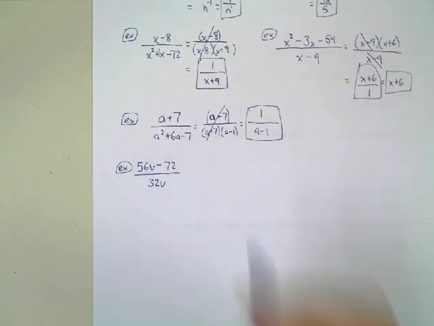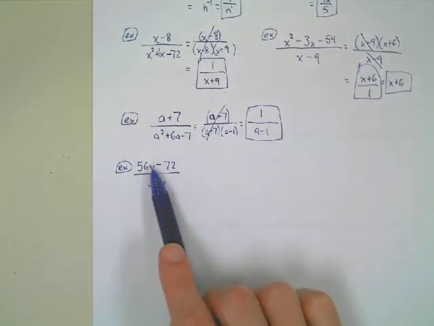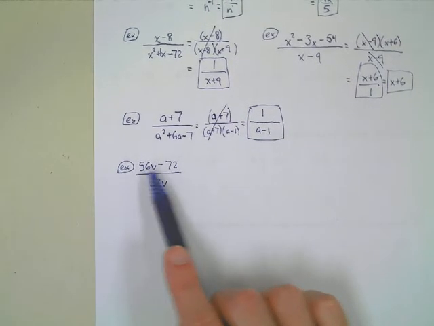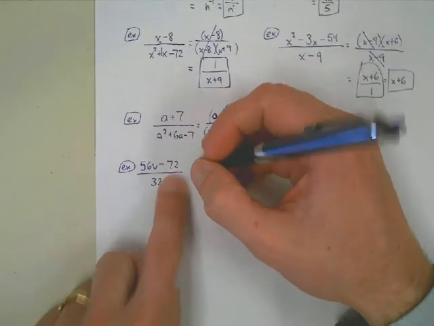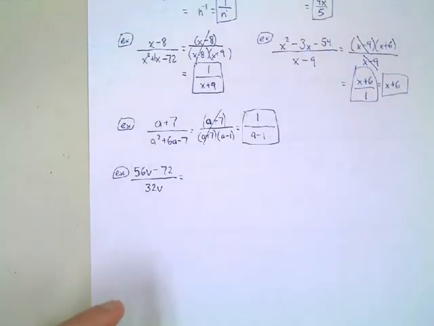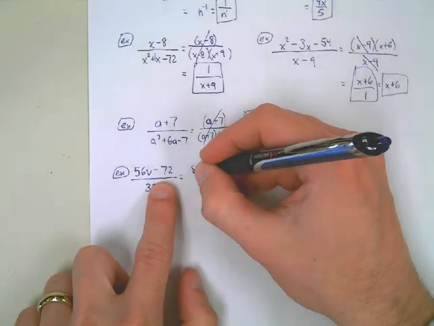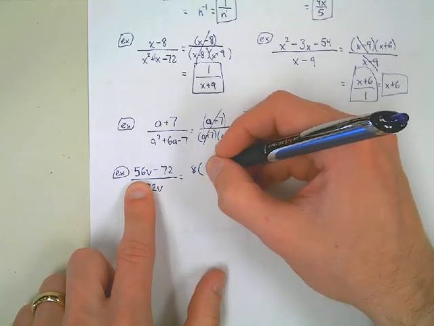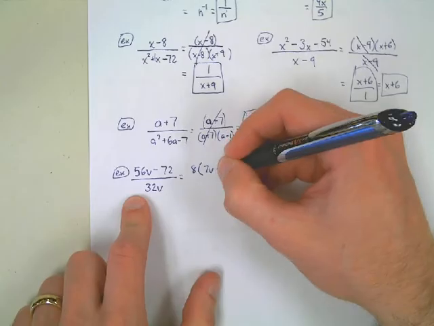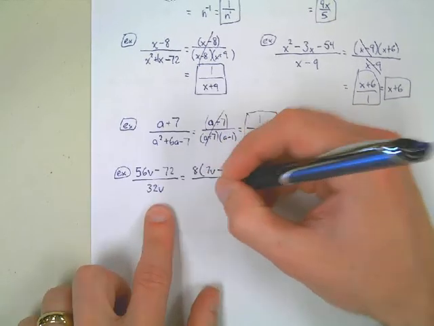But if you look at the numerator, we can still factor it. We can factor out a GCF. 56 and 72 have a common factor of what? What can we divide 56 and 72 by? 8, yeah. So we factor an 8 out, and in parentheses, 56 divided by 8 is 7, and there's a v there, so 7v, minus, what's 72 divided by 8? 9, all over 32v.